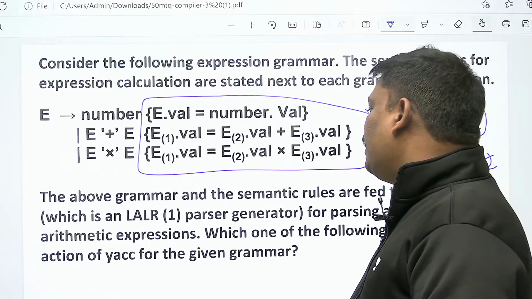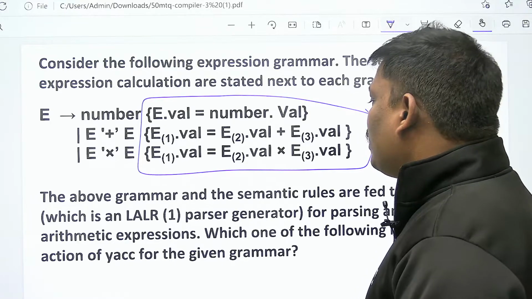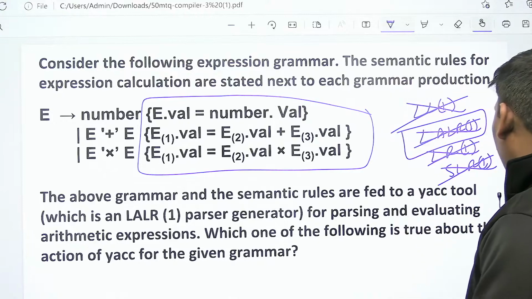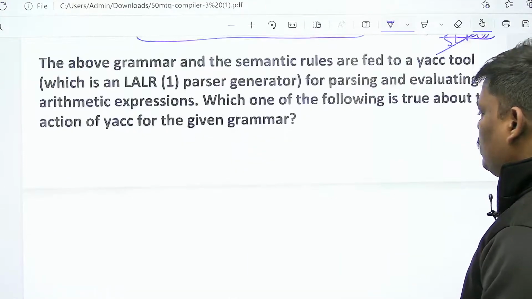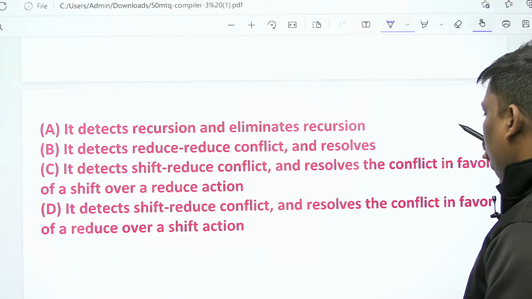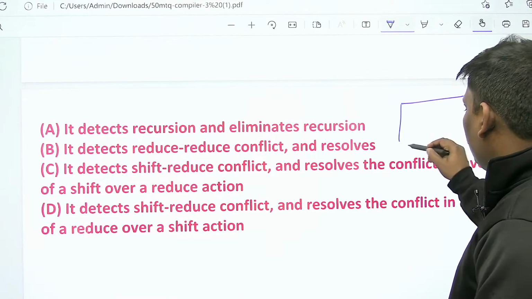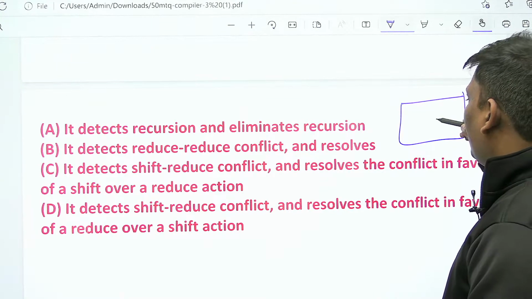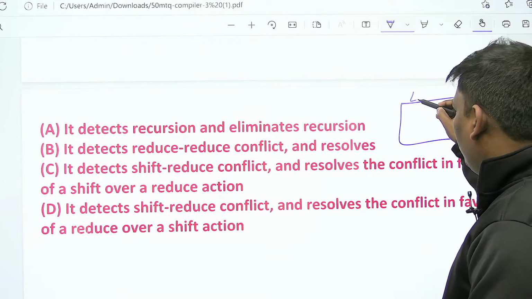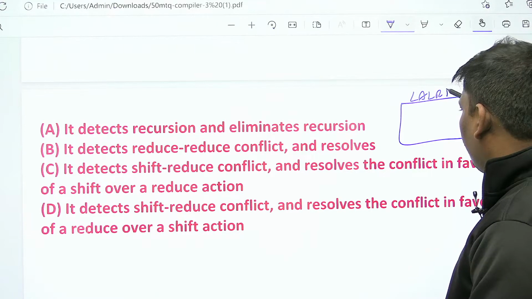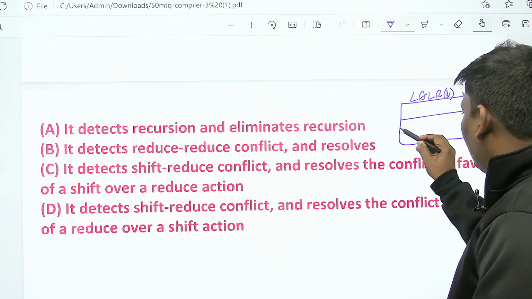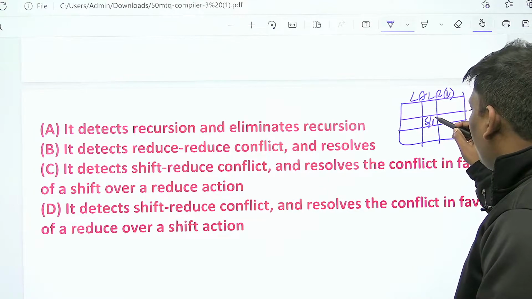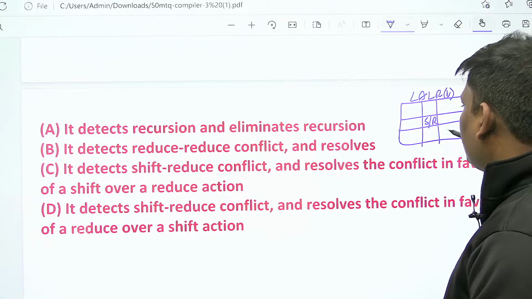do is create the LALR1 parsing table, and anywhere a conflict is there, it will resolve it also. Some people are asking how it will resolve. Just remember how it will resolve. Everyone listen. If you give the grammar to the ACT tool and say create the LALR1 parsing table, it will create the table. Somewhere in the table, you got an SR conflict, shift by reduce. Somewhere you got an SR conflict.